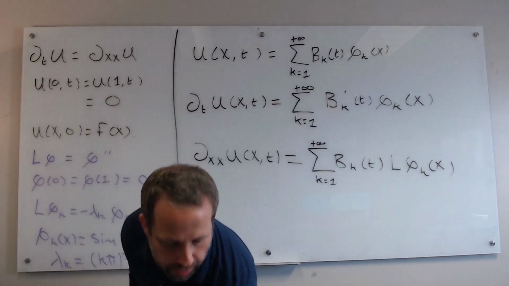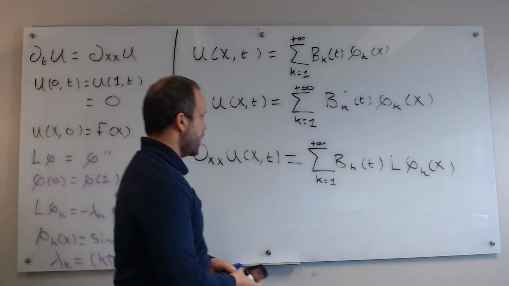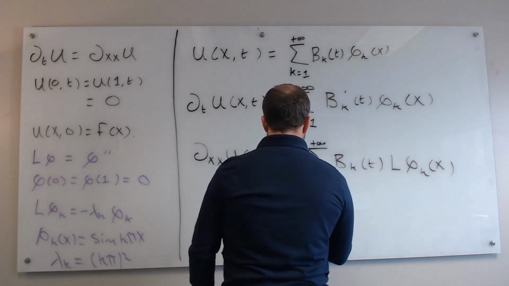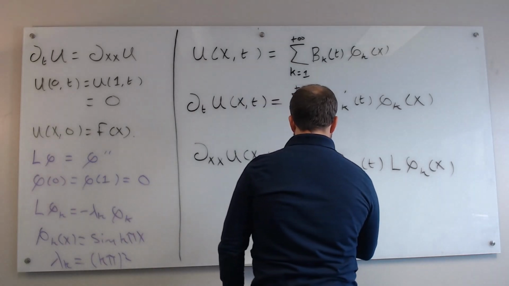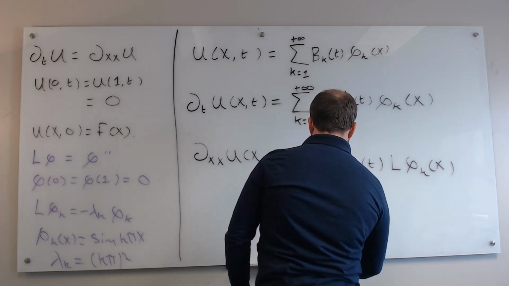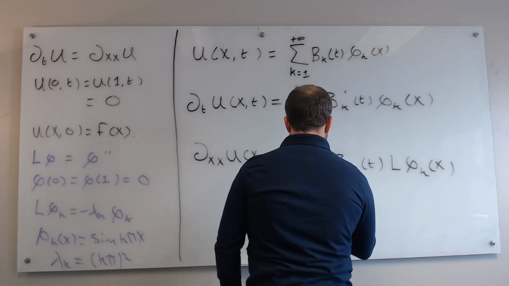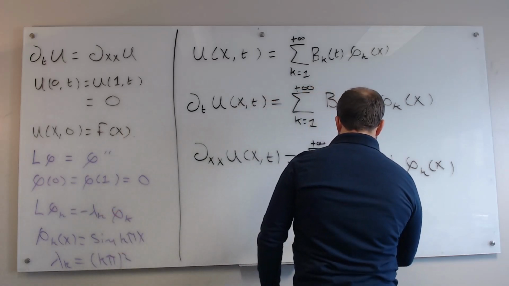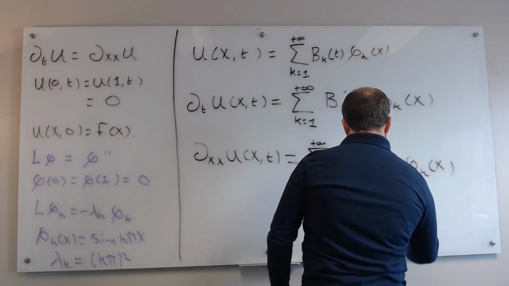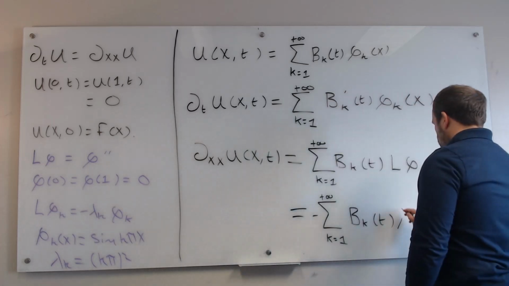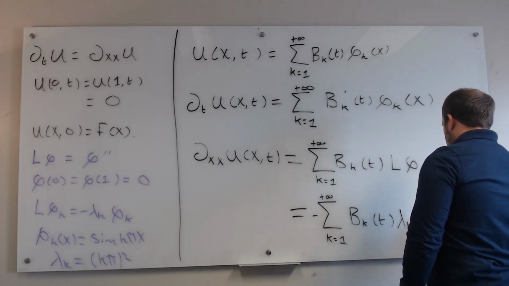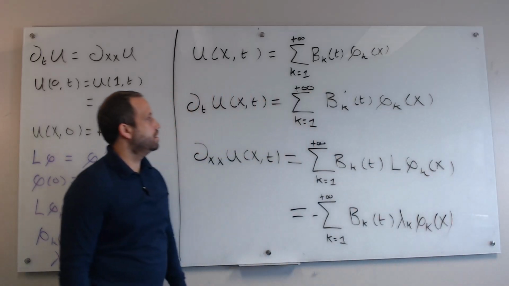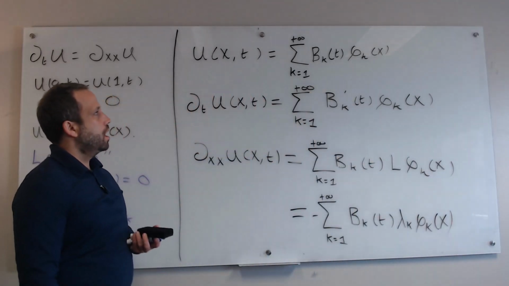Okay, because I don't want to rewrite this, well, actually, maybe I will just rewrite it. So L phi k of x is equal to minus lambda k phi k. So let me just write this, and then step out of the way. So we've got this sum, k equals 1 to infinity, with a minus sign because it's minus lambda k, and then we've got b k of t, lambda k, phi k of x.